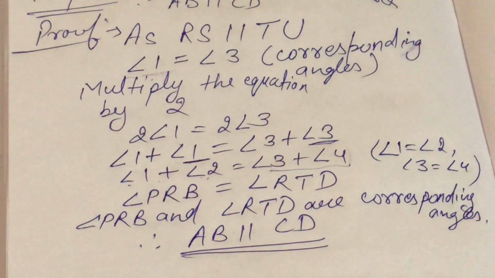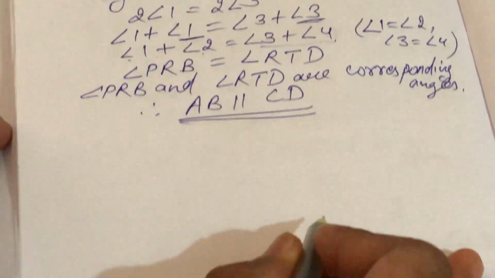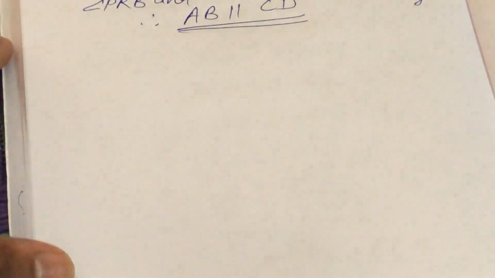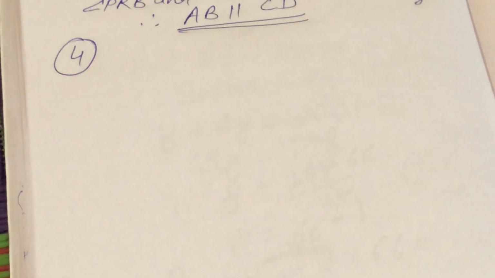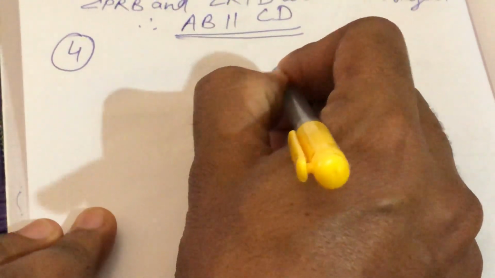Okay, let's move to the remaining questions of exercise 6.2. We have completed up to question number 3 in the last video. Now we are moving to question number 4. Okay, let's see what is given in the question. In figure 6.31, we are given a figure.